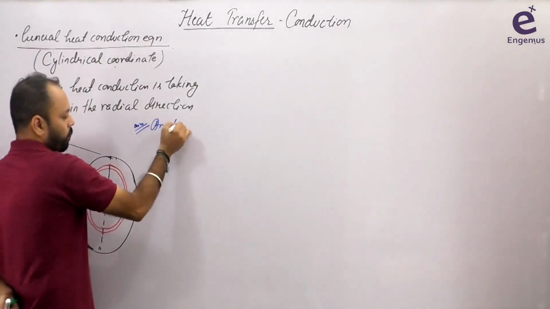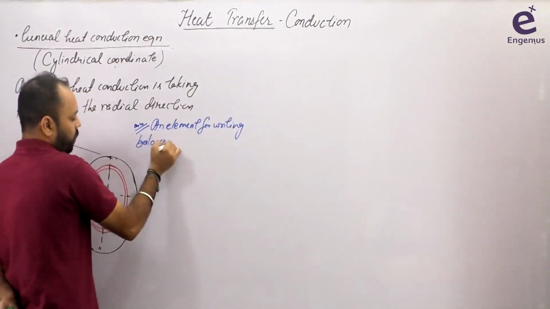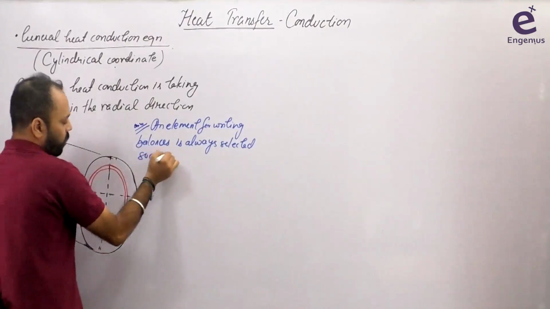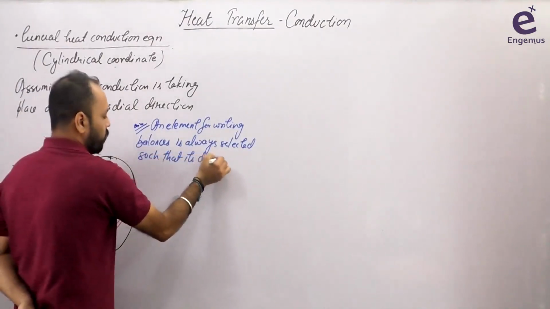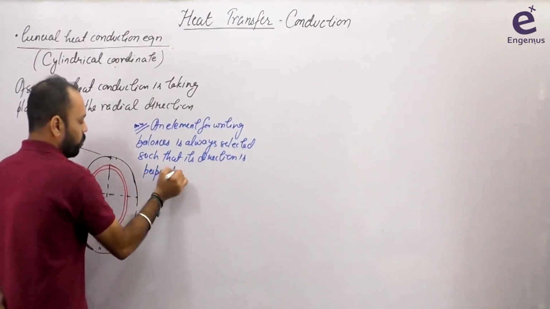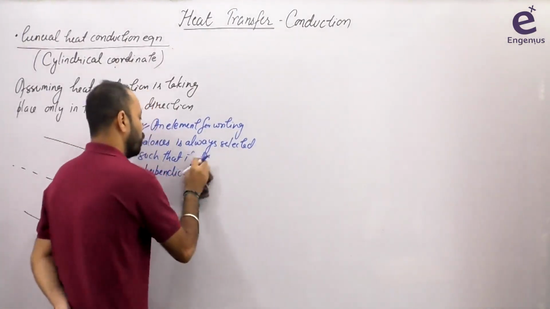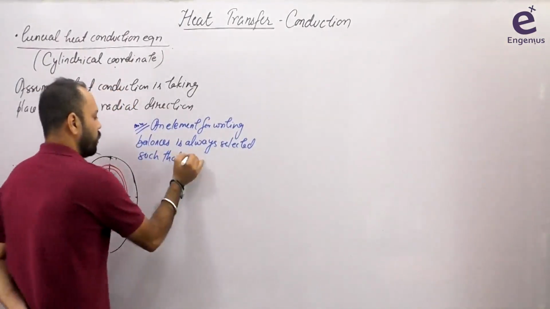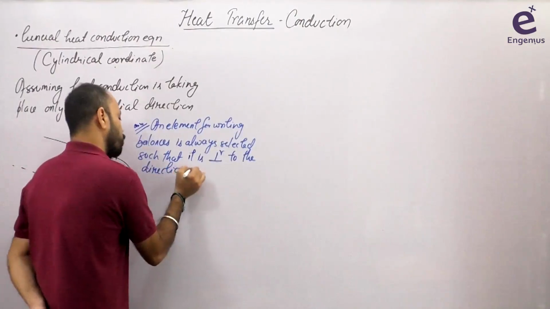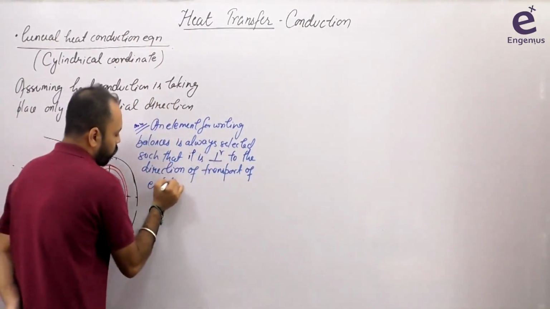An element for writing balances is always selected such that its direction is perpendicular to the direction of transport. Don't write element की कोई direction नहीं होती. That it is perpendicular to the direction of transport of the entity.